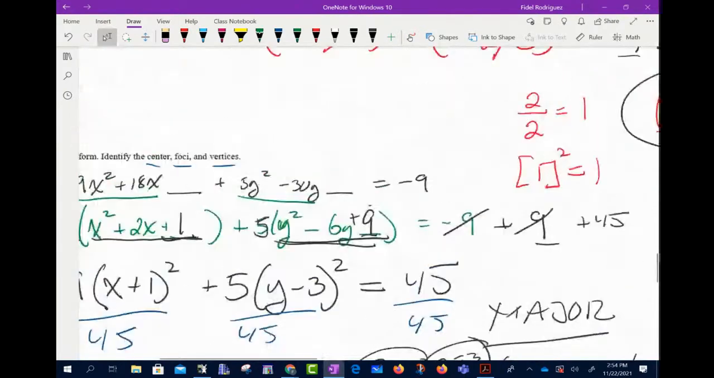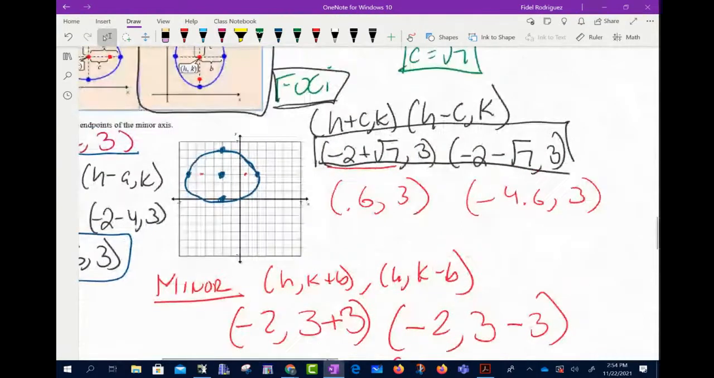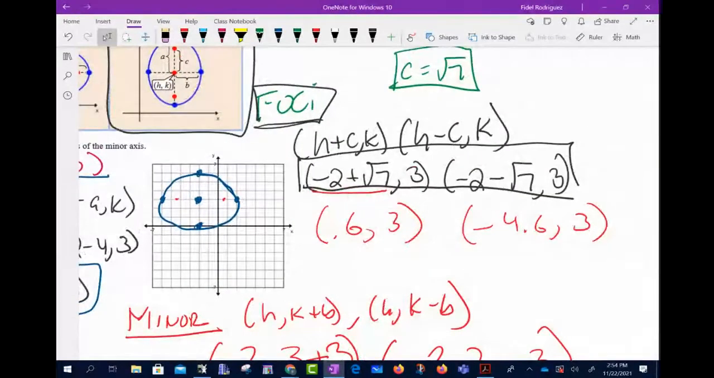Yes, for the one before, let's see. The foci was (-2 plus the square root of 7, 3) and (-2 minus the square root of 7, 3). And when we did decimal approximations, I came up with (0.6, 3) and (-4.6, 3).